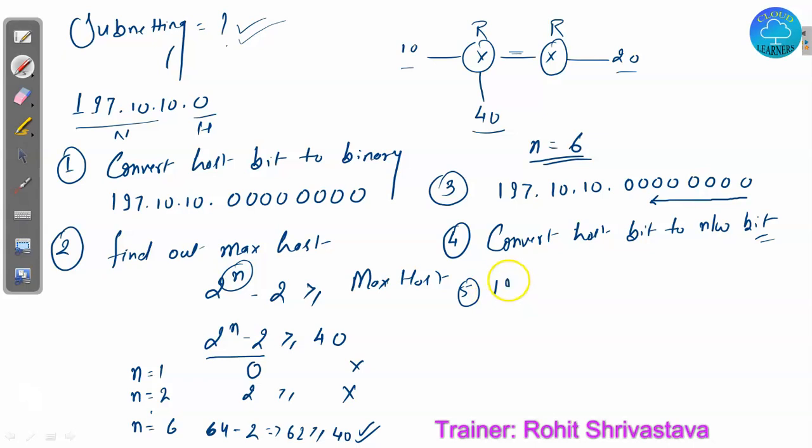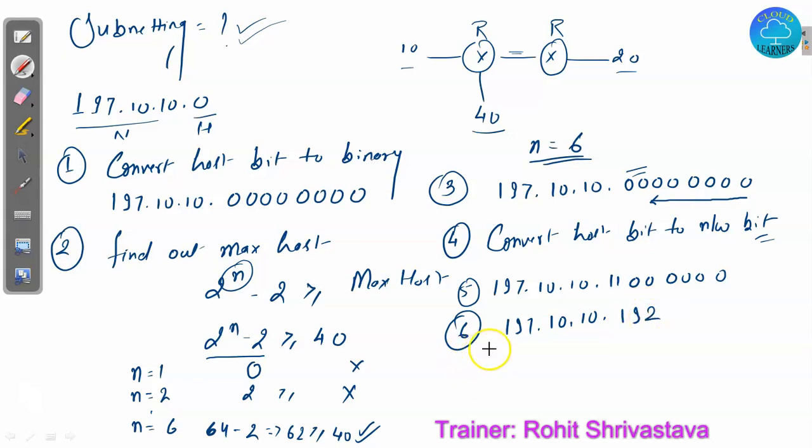So what will be the case now? 197.10.10.11000000. So these 2 bits I have given to the network. Clear? So now if I write it, it will be 197.10.10.192. So this is how we can come up to the 6th stage.